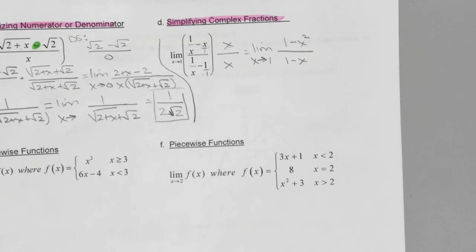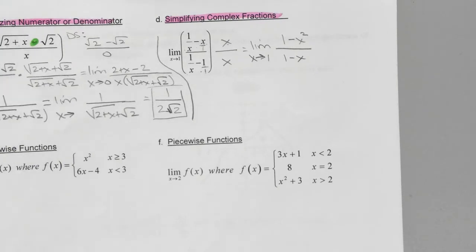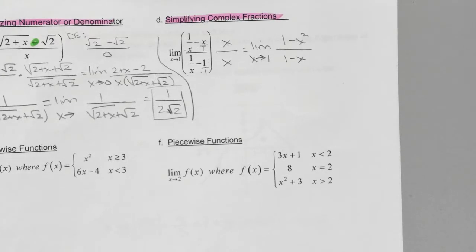Okay. Try direct substitution. What happens? 0 over 0. Okay, so I'm not done. I need to go another step. In this case, it's not just about simplifying the complex fraction. I need to take it another step. What can I do? Yeah, I can factor the numerator. The numerator is special. It's a difference of squares.